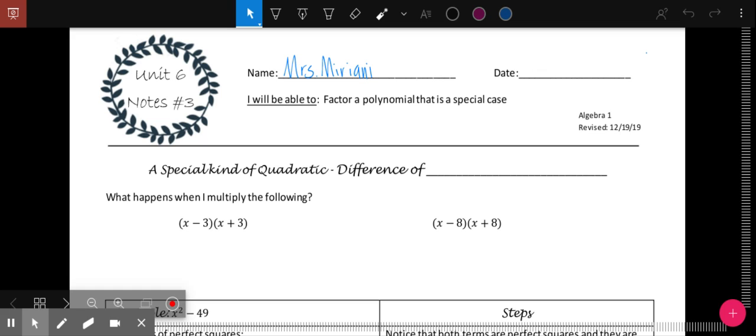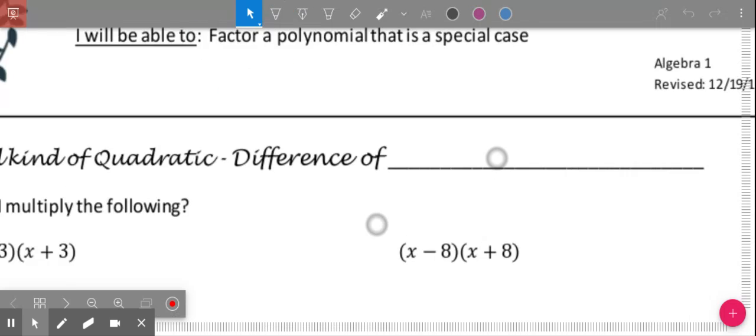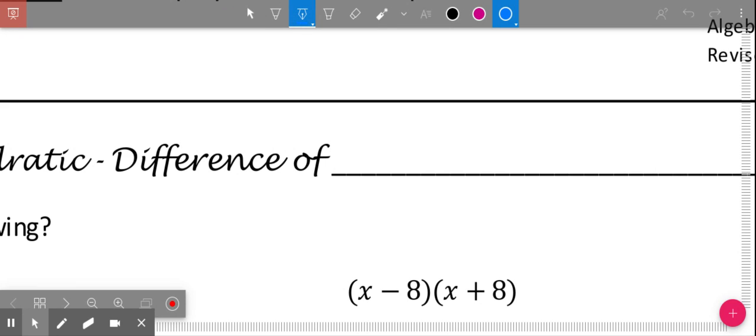All right, so today we're going to be looking at two special types of quadratics that have some special characteristics whenever we factor them. So the first one that we're going to look at is called the difference of perfect squares.